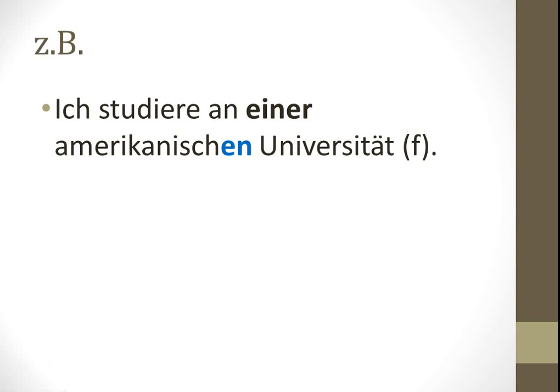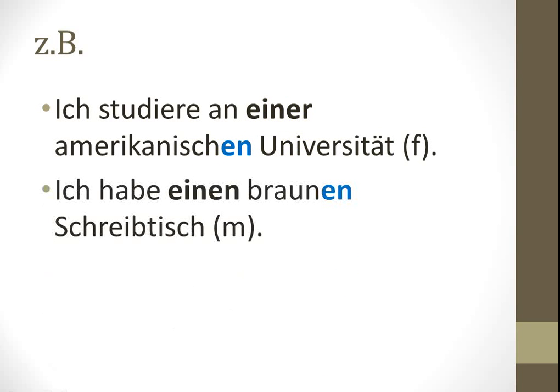Let's look at another example. Ich habe einen braunen Schreibtisch. This one, they happen to be the same. En and en. All right. Sorry, this was an because it's dative. So that's a two-way preposition. This one is accusative because it's the direct object of the sentence.